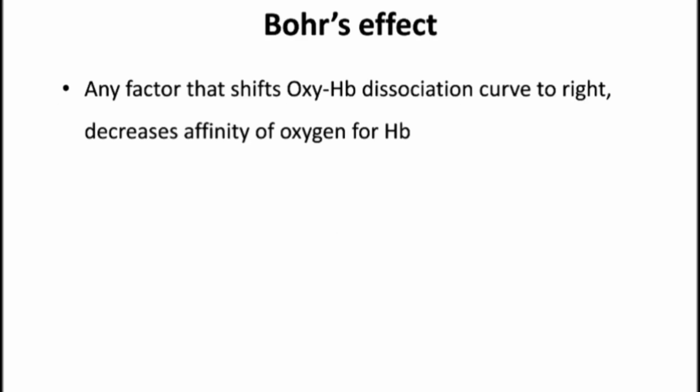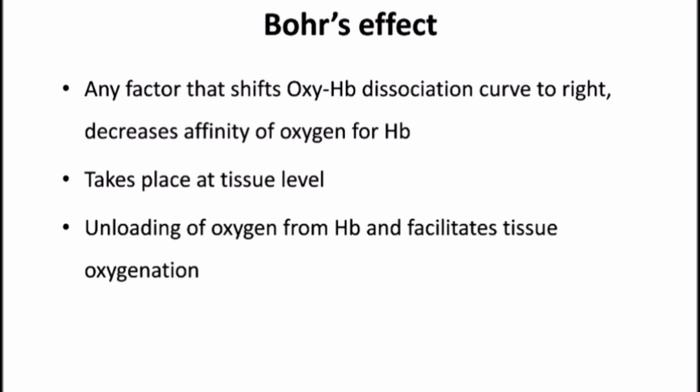So there is something known as Bohr's effect. Bohr was a scientist, and the effect is nothing but unloading of oxygen and loading of carbon dioxide. In simple words, unloading of oxygen and loading of carbon dioxide is the Bohr's effect. Unloading of oxygen means there is a decreased affinity of oxygen for hemoglobin in this effect. So any factor that shifts the oxygen hemoglobin dissociation curve to the right is a part of Bohr's effect. This takes place at the tissue level. It is nothing but the unloading of oxygen from the hemoglobin, and it facilitates tissue oxygenation.